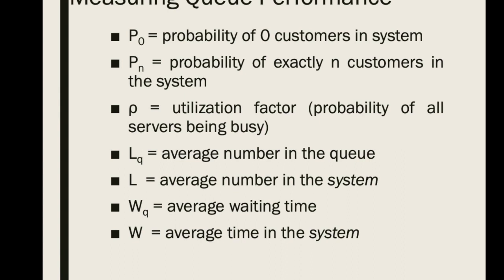Now what exactly will we get from this model? Once we have the model, what are we trying to find out? As we indicated at the start, we will be interested in finding out what fraction of time the server is idle. Or another way, we can find the probability of 0 customers in the system, meaning the server is idle. Similarly, we can find the probability that there are exactly n customers in the system. N can be any general number.